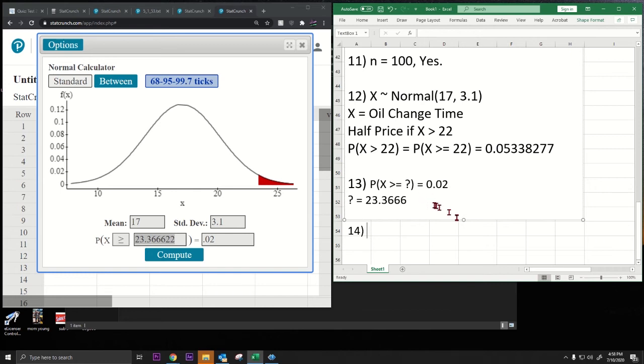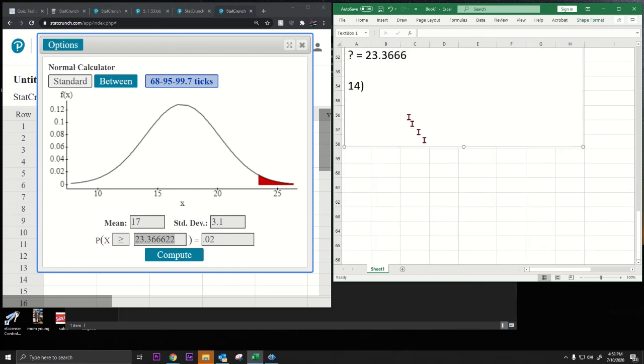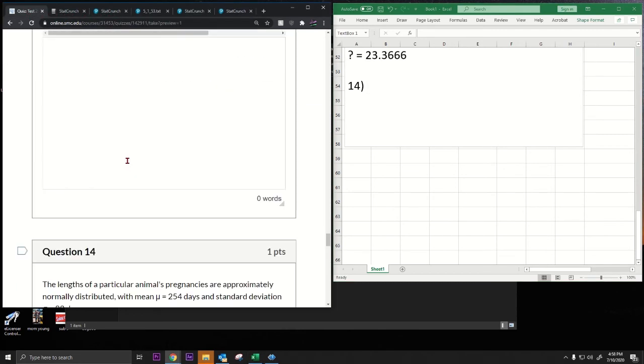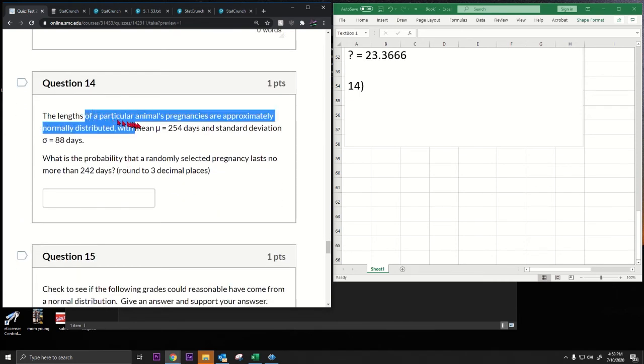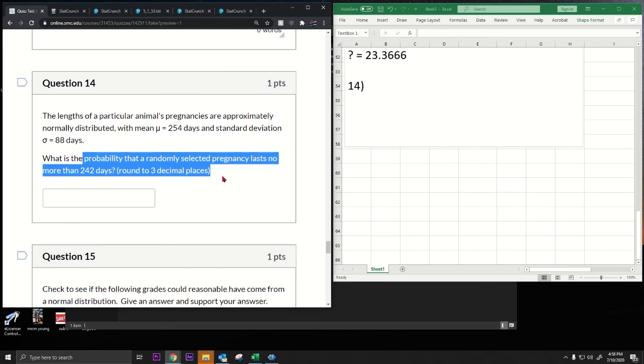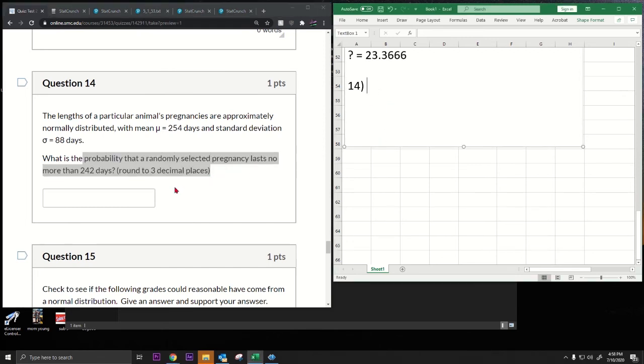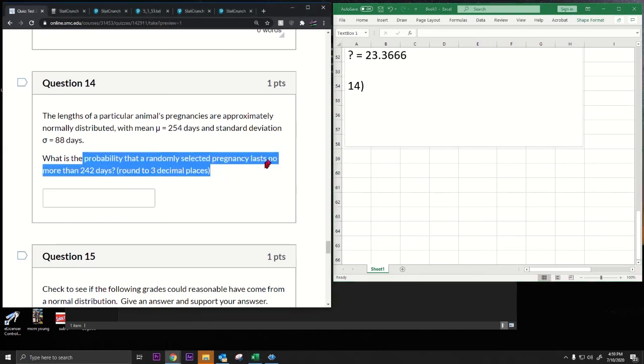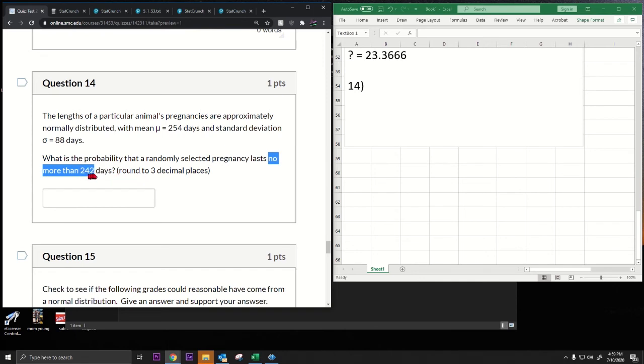Number 14. It's a long test. Okay, the lengths of a particular animal's pregnancies are approximately normally distributed with mean mu equals 254 days and standard deviation 88 days. What is the probability that a randomly selected pregnancy lasts no more than 242 days? Okay, let's see, how do we do this? This is tough because of the no more than, right? What is no more than? I always struggle with that. A lot of people struggle with that.